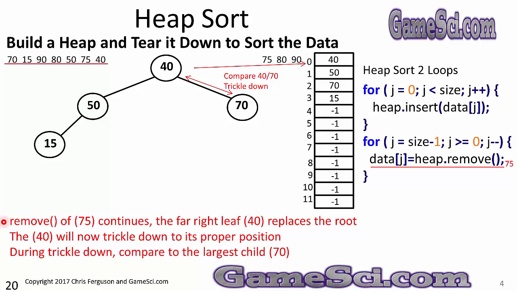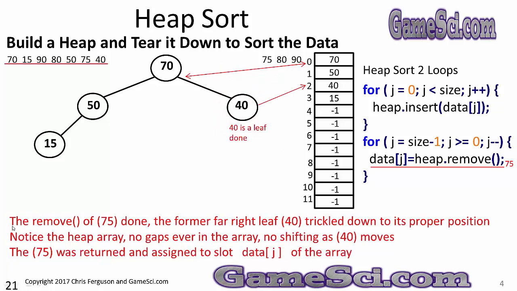Remove of 75 continues. The far right leaf 40 replaces the root. The 40 will now trickle down to its proper position. During trickle down, compare it to the largest child 70. We're still in the middle of removing 75. The 40 that was right here moved up to the root. 40 now has to trickle down. 40 has two children, 50 and 70. Compare 40 to the largest of the two children and trickle down in that direction.